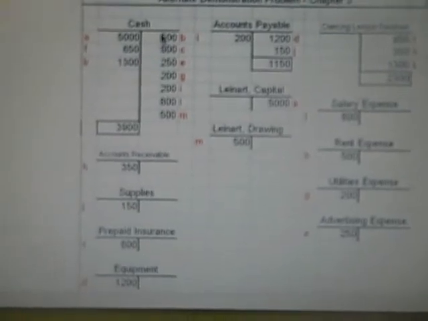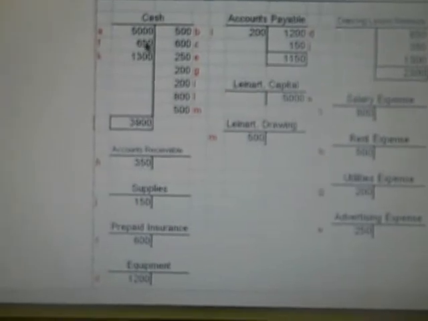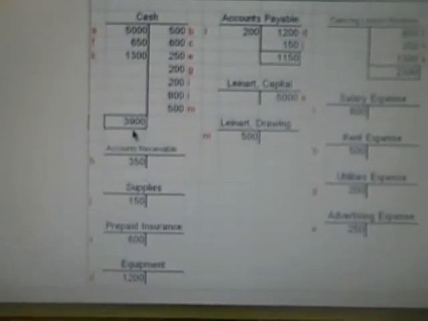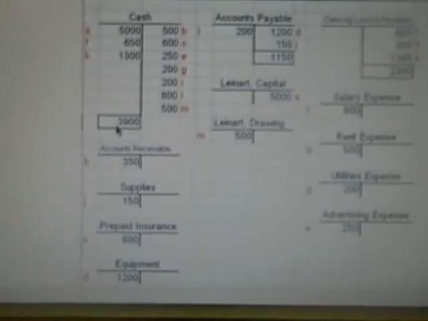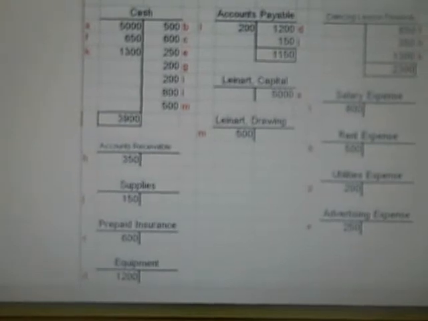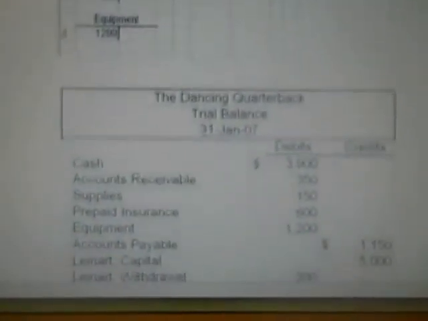Then on the right side of your T account, you see all the decreases. We add up our increases, we subtract out our decreases, and that gives us our account balance, in this case, of $3,900.